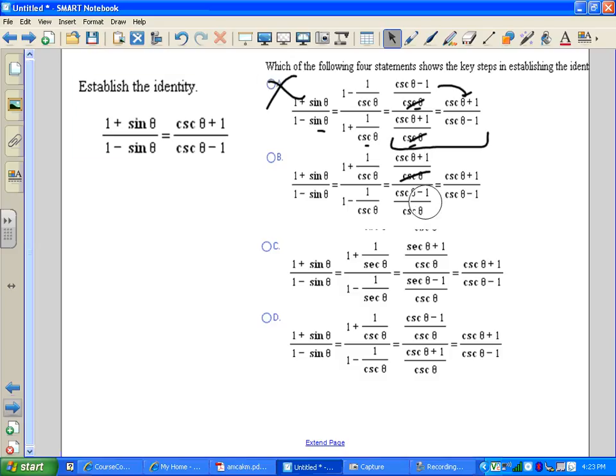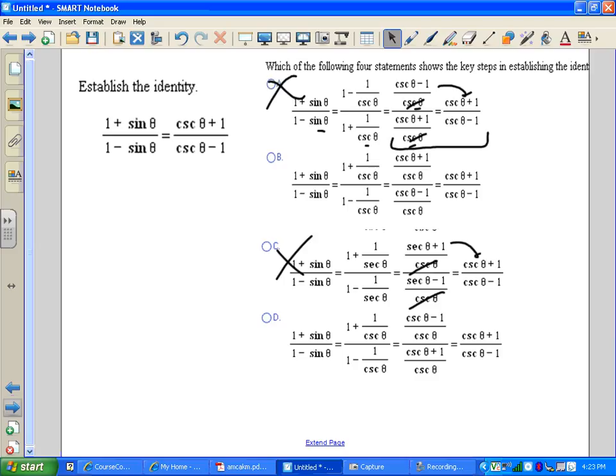So B looks okay. Now choice C, let's see, these would cancel here, just like that. But then all of a sudden, secant theta plus 1 changes to cosecant theta plus 1. And so they're changing secant to cosecant, so that doesn't make any sense. So it wouldn't be choice C.